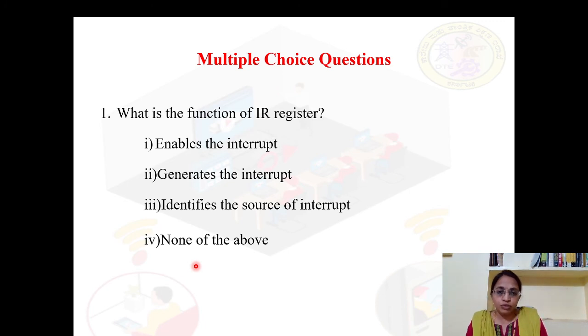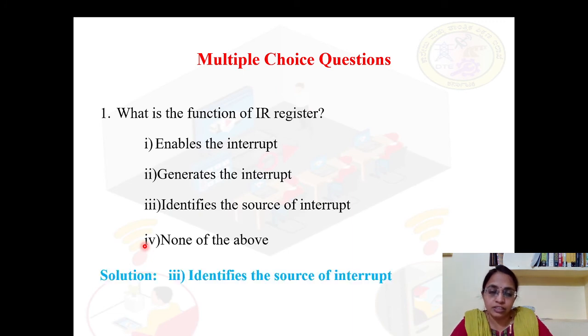So let us see how much we have understood from today's session. Now let us try to answer some multiple choice questions. The first question is, what is the function of the IR register? The options are: it enables the interrupt, it generates the interrupt, it identifies the source of interrupt, or none of the above. So which is the correct answer? The correct answer is it identifies the source of interrupt. So this interrupt register is used for identifying the source of interrupt.